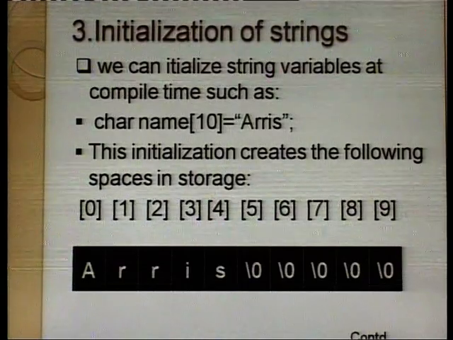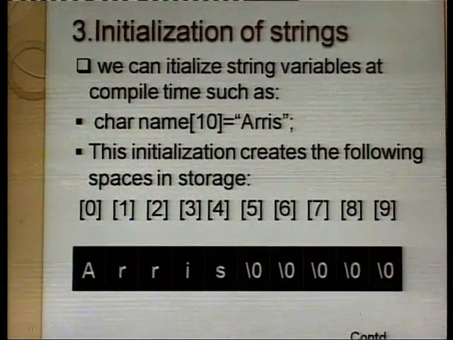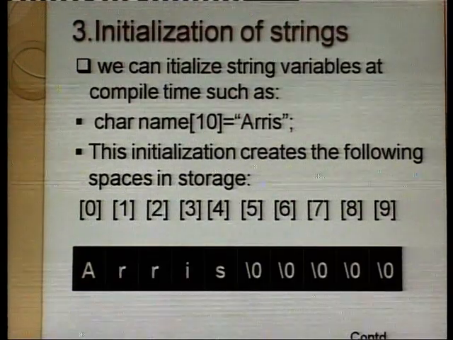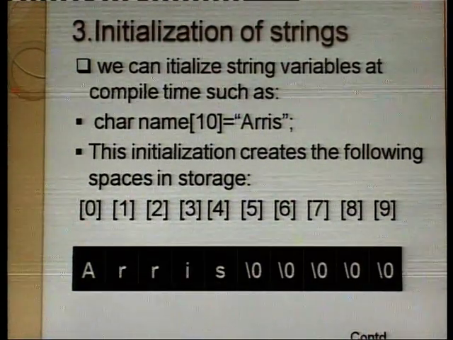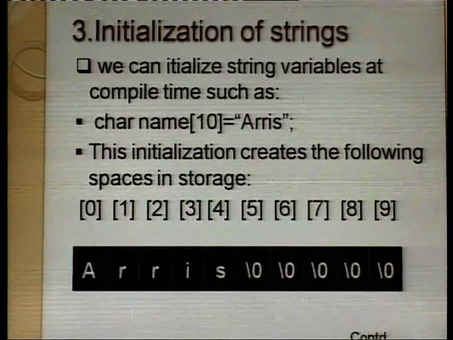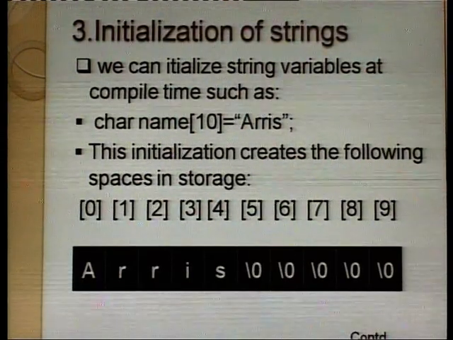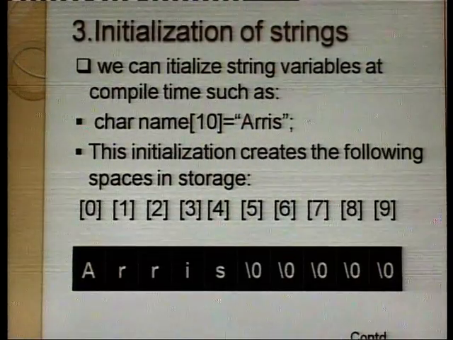That means at index value 0 is a, at index value 1 is r, at index value 2 is r, at index value 3 is i, at index value 4 is s, and in all the remaining 5 places there is a null character that indicates the end of the string variable.